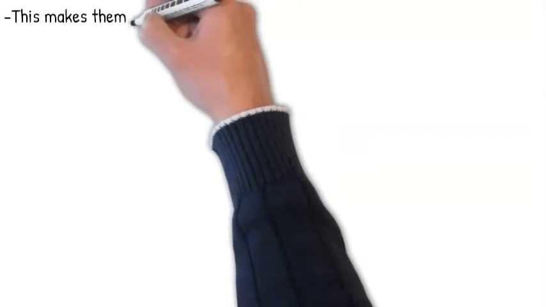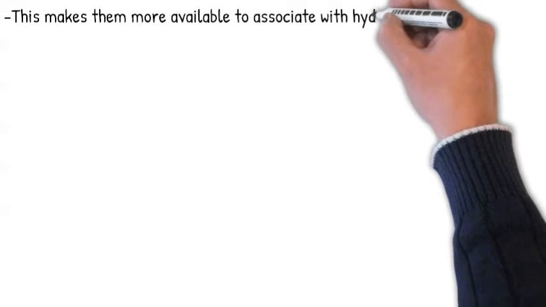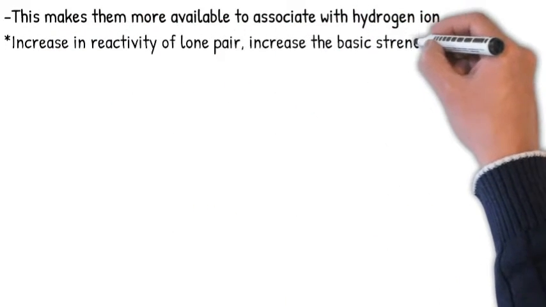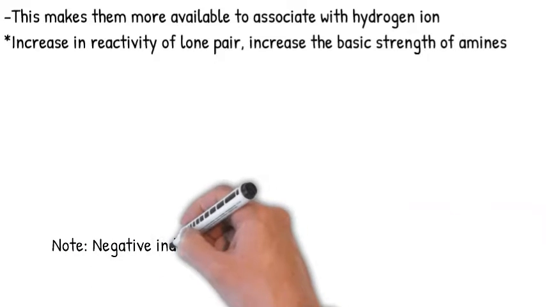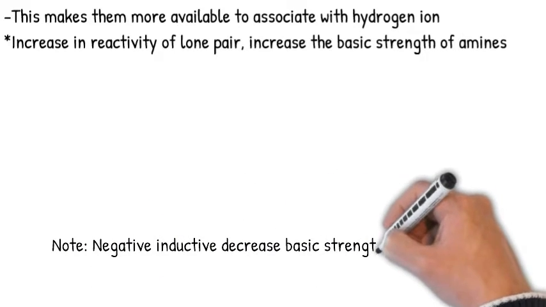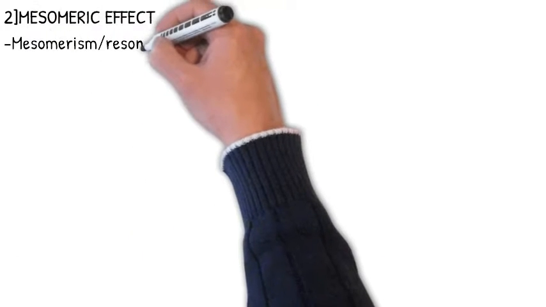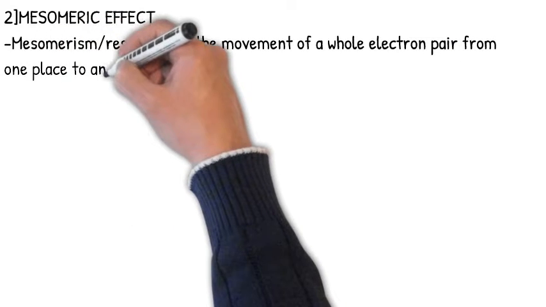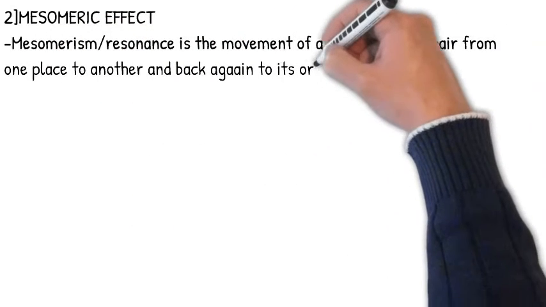This makes them more available to associate with hydrogen ion. Increase in reactivity of the lone pair increases the basic strength of amines. Note: negative inductive effect decreases the basic strength of amines. Number 2. Mesomeric effect. Mesomerism or resonance is the movement of a whole electron pair from one place to another and back again to its original position.